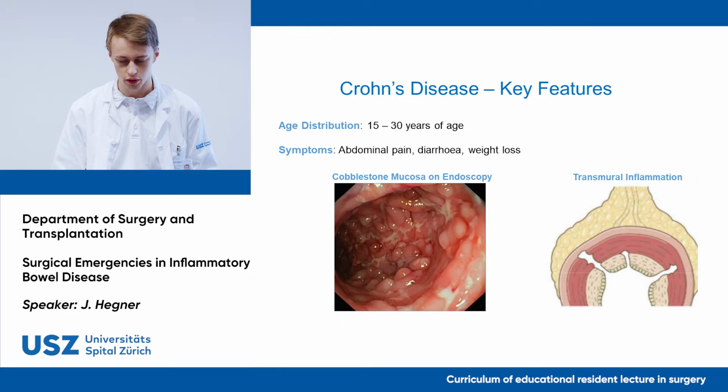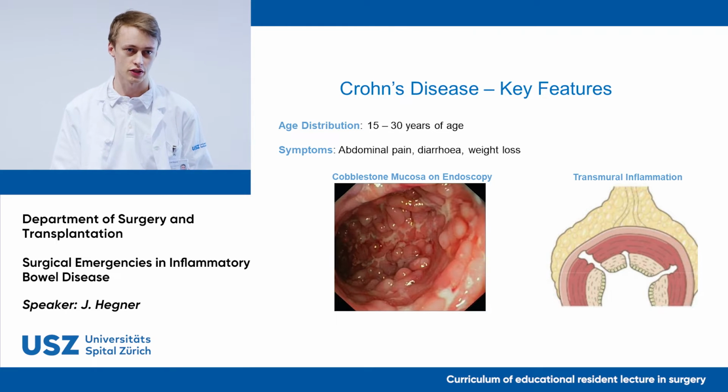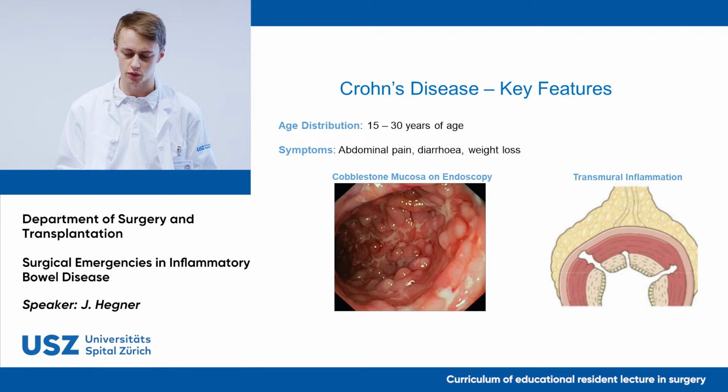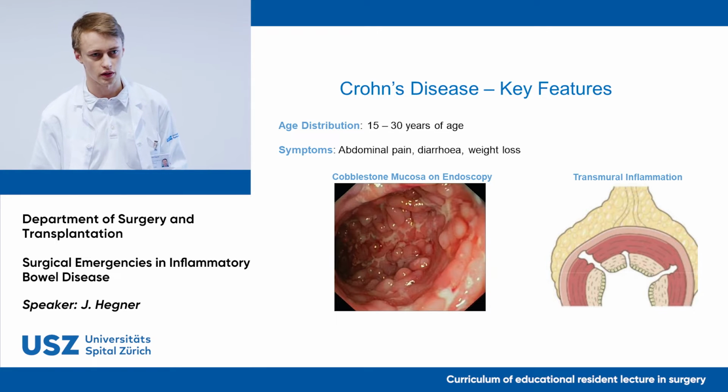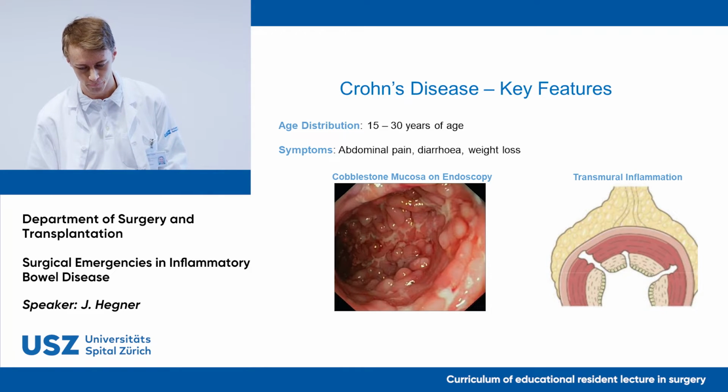Starting with Crohn's, it is an inflammatory condition, initially presenting in patients aged 15 to 30 years. The disease will involve the full thickness of the bowel wall. Typical symptoms include right-sided abdominal pain, diarrhea, and weight loss. The gold standard to diagnose Crohn's is endoscopic visualization, where we will see focal ulceration and nodular mucosal changes that result in a cobblestone-like appearance in the mucosa.